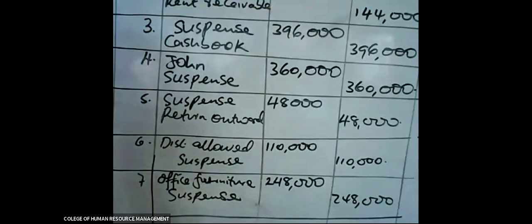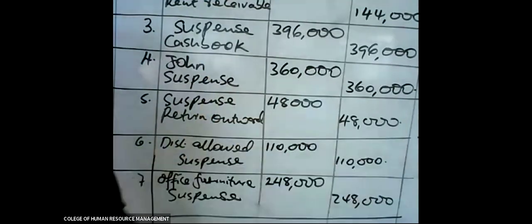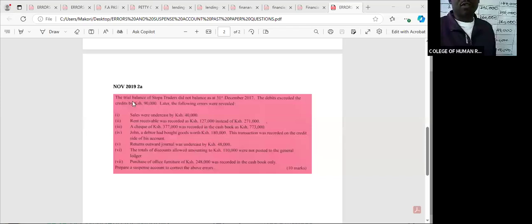But now the question was not asking you to do this. This is supposed to assist you now to answer the question. The question was requiring the candidates to prepare the suspense account. So the suspense account, first of all, starts with this balance if you are given.